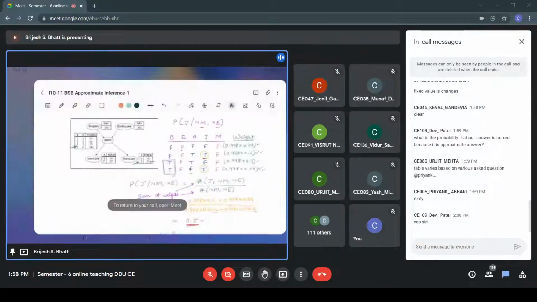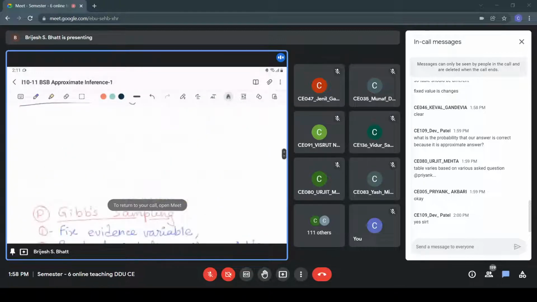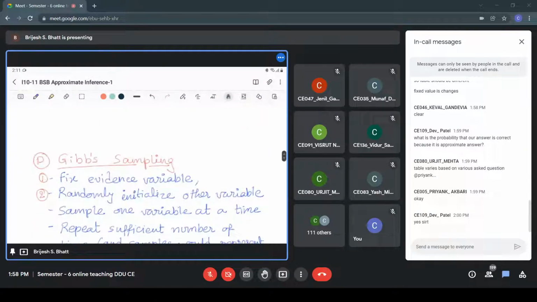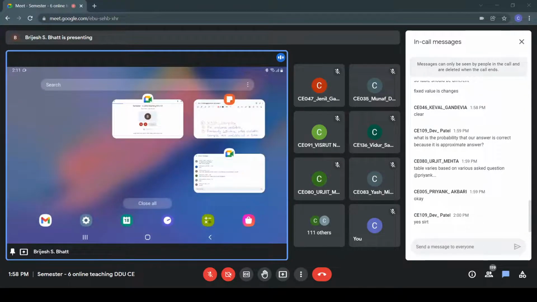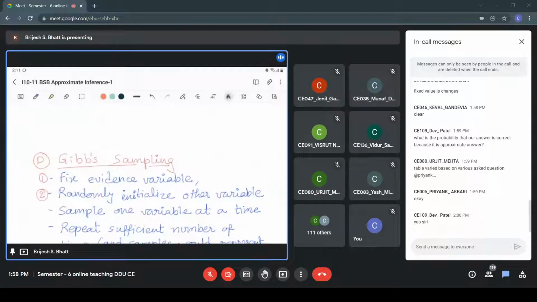Okay, so before we move to the next part, which is a very important algorithm called Gibbs sampling, I need to tell you a bit about d-separation of the Bayesian network. So intuitively we know that, but some clarity is required.